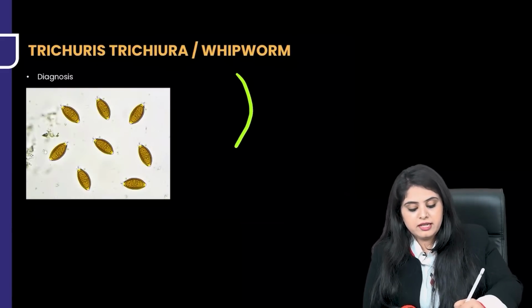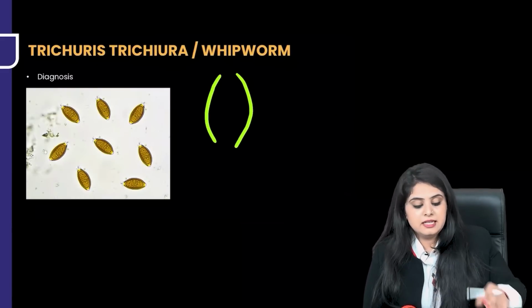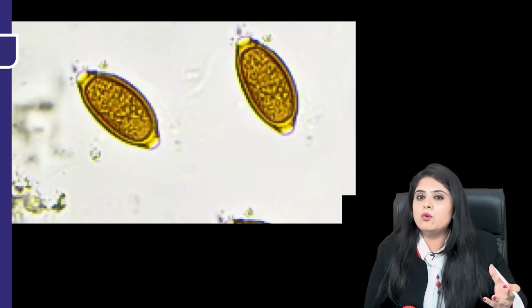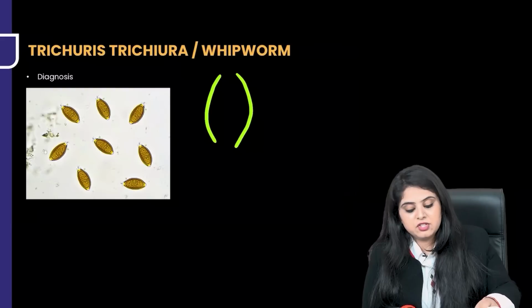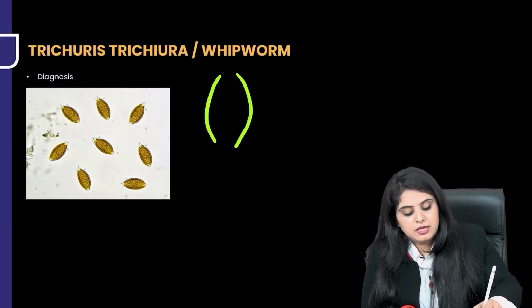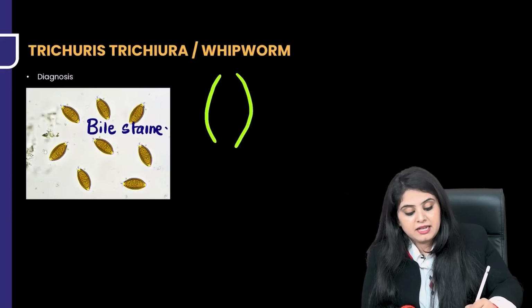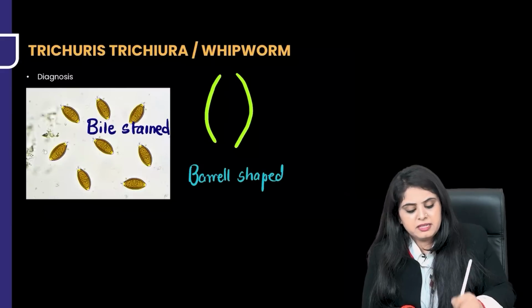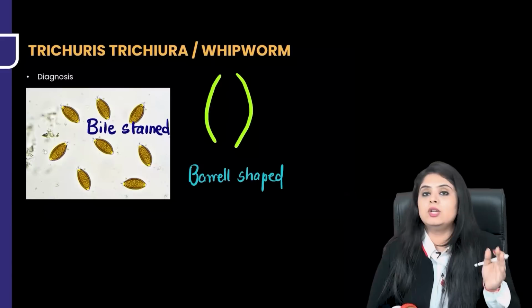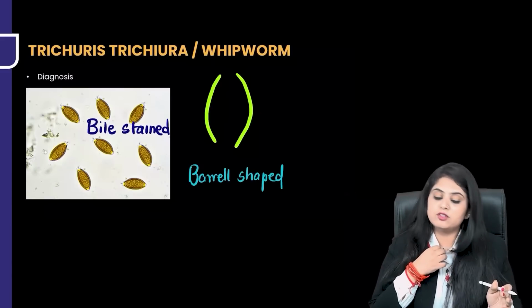So what does it look like? It looks like a barrel. Okay? And if you look very carefully, brown color ka hai, matlab it is bile stained. These are gonna be bile stained eggs, which are very important for you to know. They are bile stained and they are barrel shaped. So many students say, ma'am, barrel shape and all is like too hi-fi English. Simply dholak ki tarah lagta hai. It looks like a dholak, right? Dholak, that musical instrument, it looks like that.